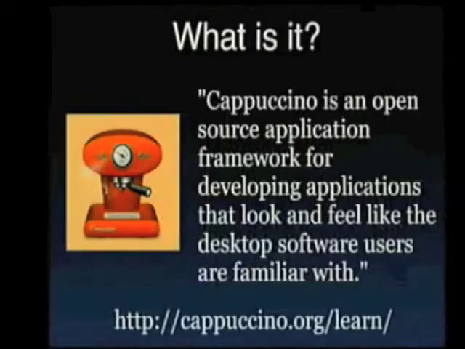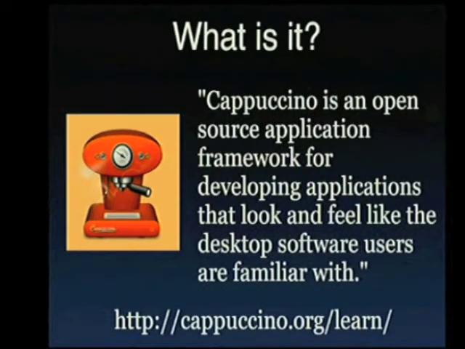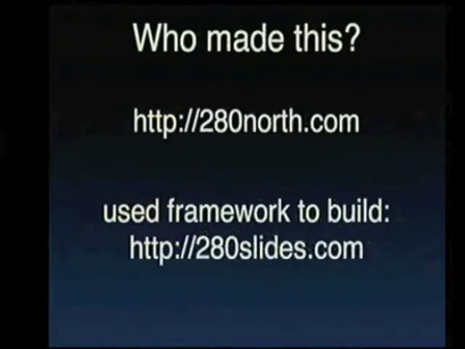So I'm Brian Chapados, and I'm going to talk about Cappuccino, which actually has nothing to do with Ruby or Python. It's a JavaScript web framework, so let's get started. What is it? They define it as an open source application framework for developing web applications that look like desktop applications. And by they, I mean 280 North.